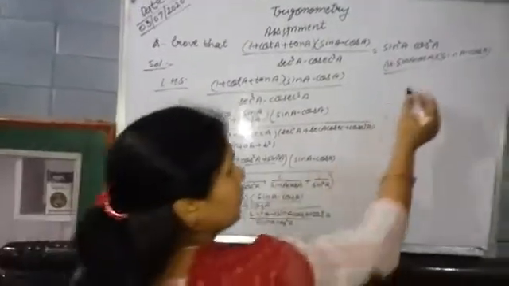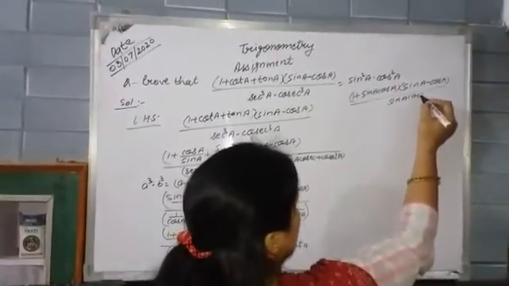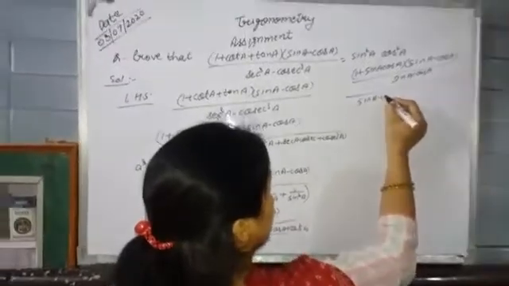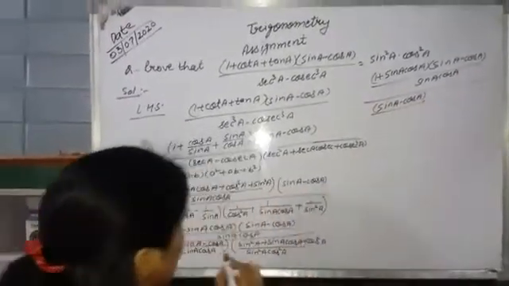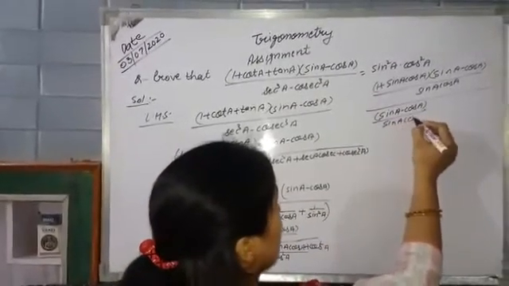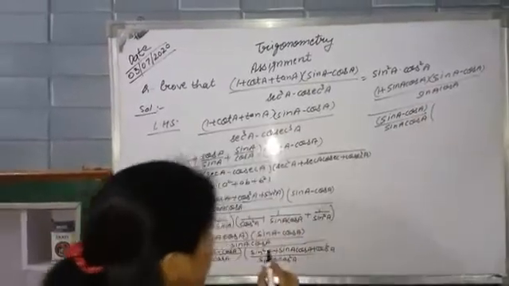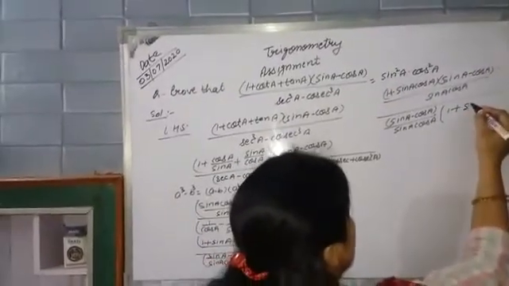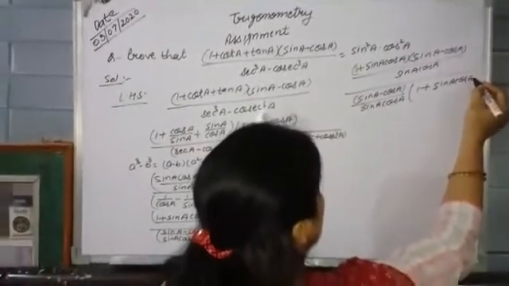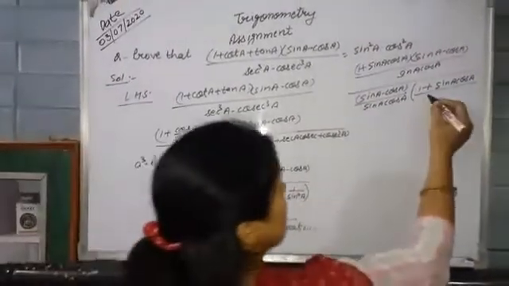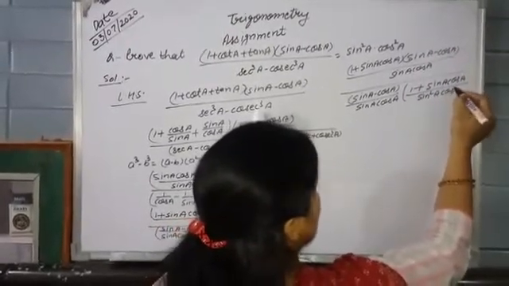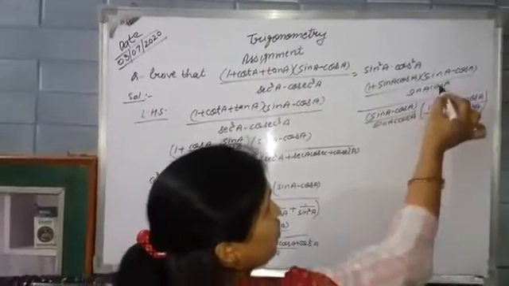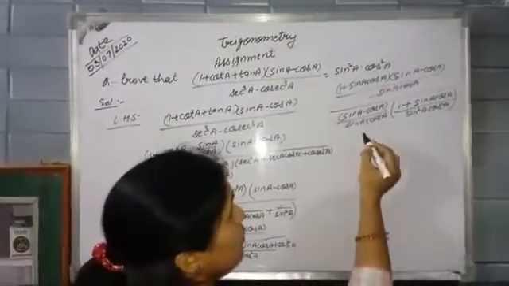And divided by sin A into cos A, and again the whole is divided by sin A minus cos A over sin A into cos A, and again the second factor is sin square A plus cos square A, whose value is 1, so 1 plus sin A into cos A, divided by sin square A into cos square A. So how can we write it here: in the denominator sin A into cos A, and sin A into cos A, so these two terms cancel out and only this term is left.